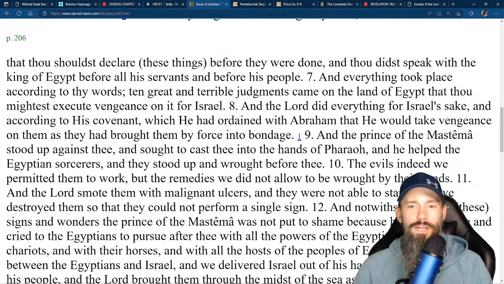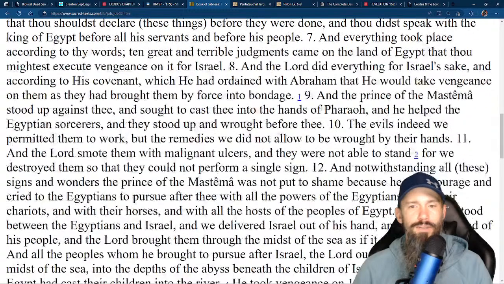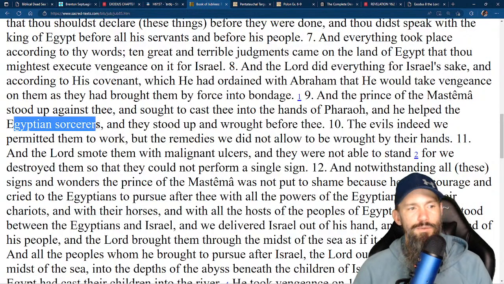And the prince of the Mastema stood up against thee, and sought to cast thee into the hands of Pharaoh, and he helped the Egyptian sorcerers, and they stood up and wrought before thee. So Satan helped the Egyptian sorcerers. The evils indeed we permitted them to work, but the remedies we did not allow to be wrought by their hands. And Yahuwah smote them with malignant ulcers, and they were not able to stand, for we destroyed them, so that they could not perform a single sign.